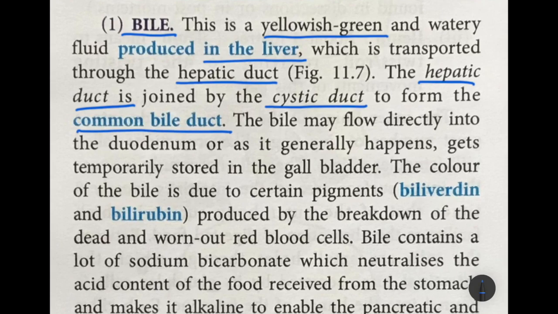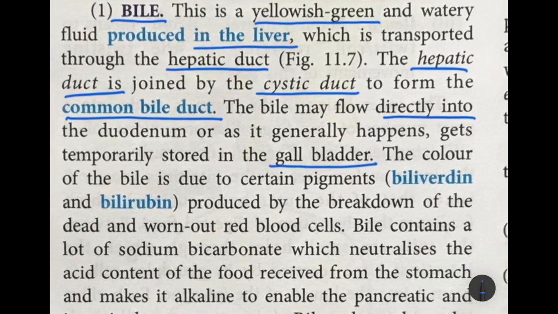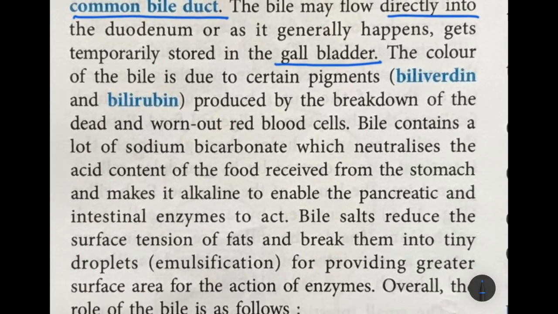Now the bile comes either directly from the liver through the hepatic duct, or it will get temporarily stored in the gallbladder, and from the gallbladder, what carries it down? The cystic duct, and then the cystic duct and the hepatic duct join together to form the common bile duct. Now the color of the bile, that is yellowish green, is due to certain pigments, biliverdin and bilirubin, and it is produced by the breakdown of dead and worn out red blood cells. When red blood cells are destroyed in the liver, pigments biliverdin and bilirubin are given out, and that gives the bile its yellowish green color.